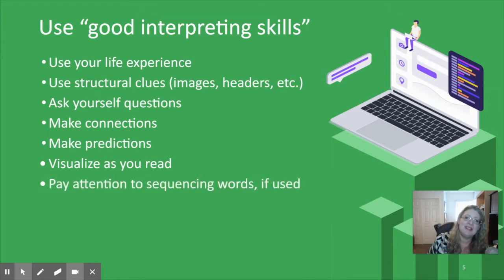If there are any sequencing words, pay attention to them. Sequencing words are things like first, then, next.